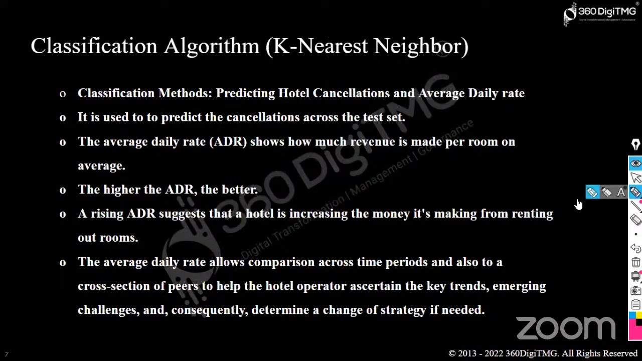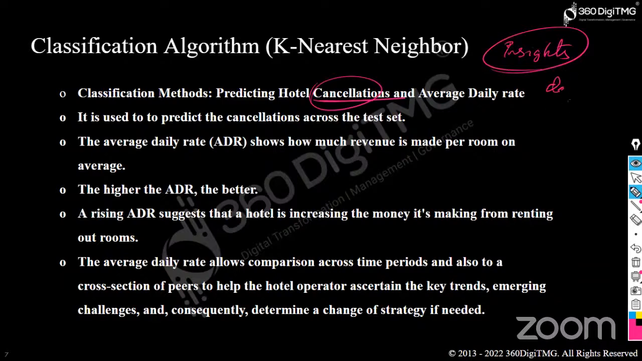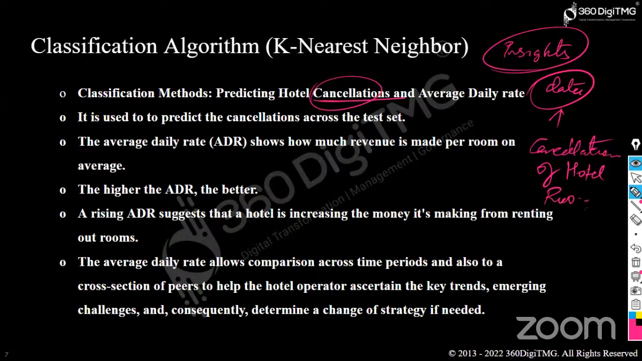And we do have a classification algorithm, that is KNN. So where this helps in predicting the cancellation, why they have done it, the reason behind that, to get some insights from the data, where there is a lot of data pertaining to the cancellation of hotel rooms. It can be a last moment, it can be anything.